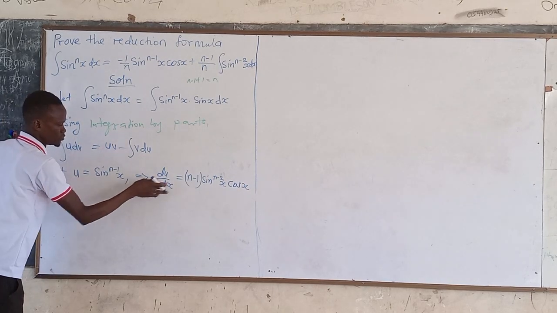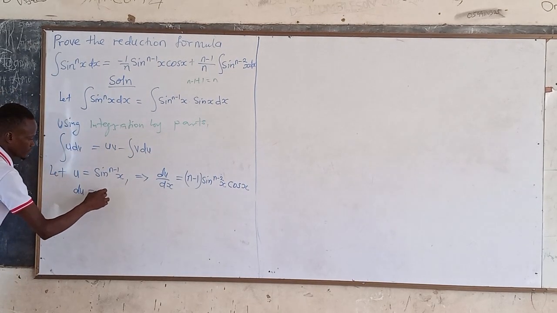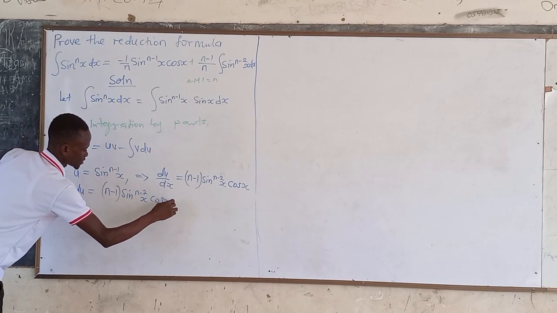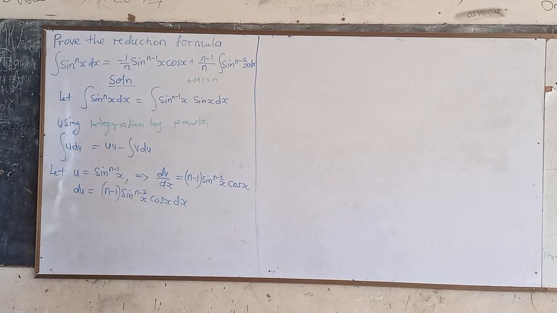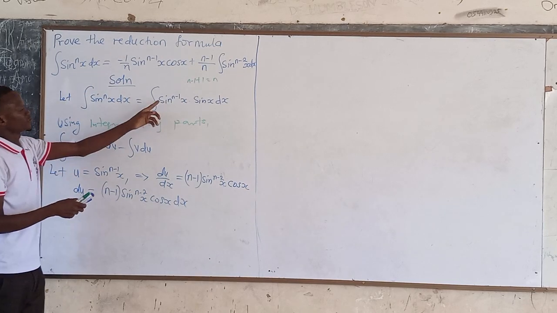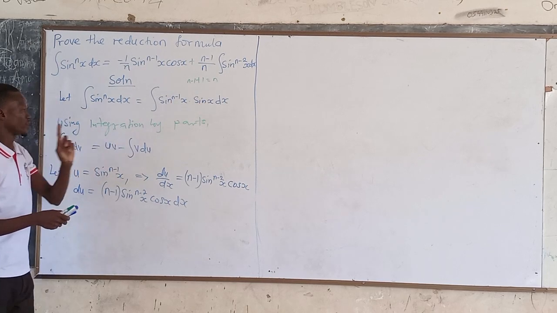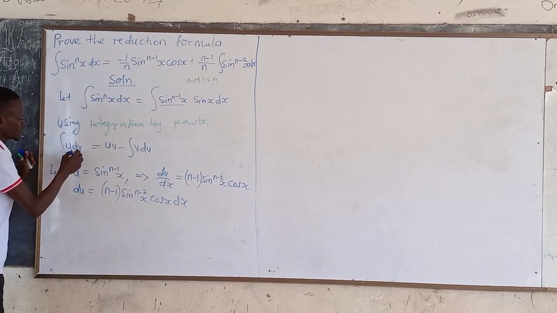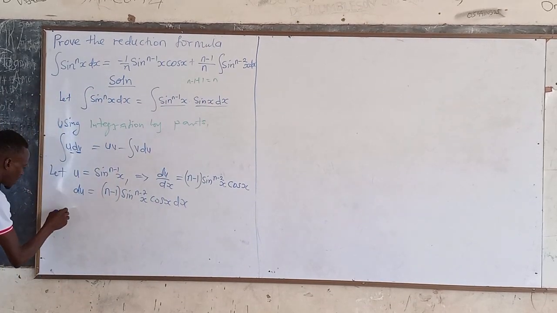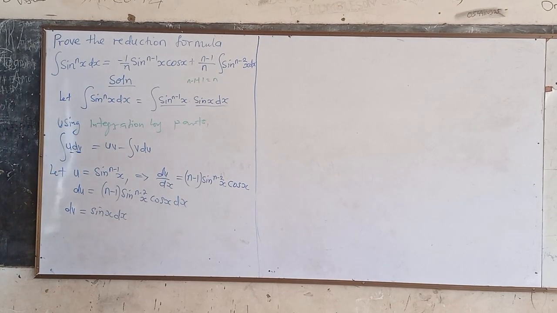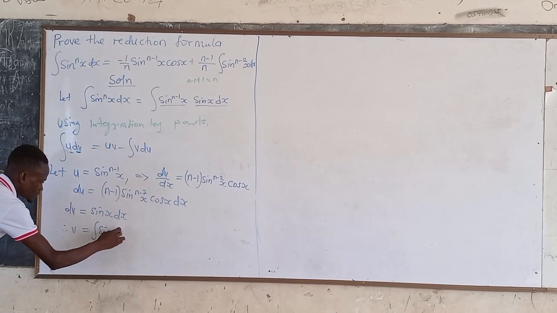So from here, I can make du the subject, and therefore we have du to be equal to n minus 1 multiplying sine raised to the power n minus 2 x cos x dx. So this is equal to du. Now if we represented this u as sine raised to the power n minus 1 x, then the remaining one will be for the dv. So we have dv to be equal to sine x dx. Therefore, if you want v, we take the integral of both sides. So v will be equal to the integral of sine x dx.